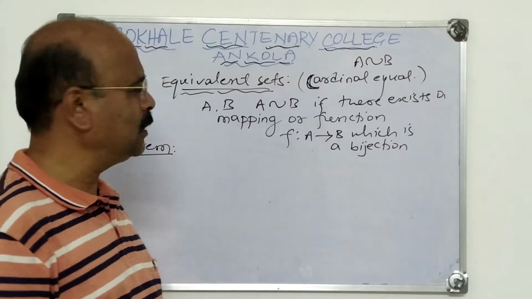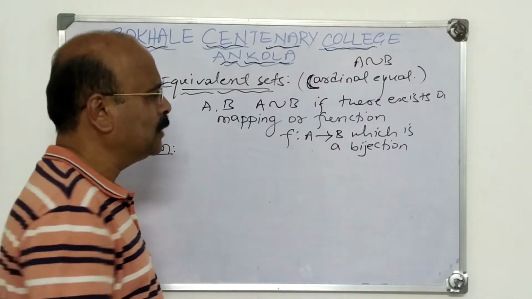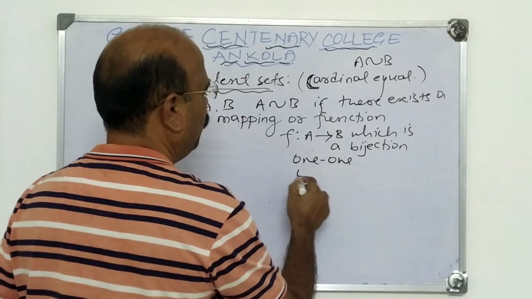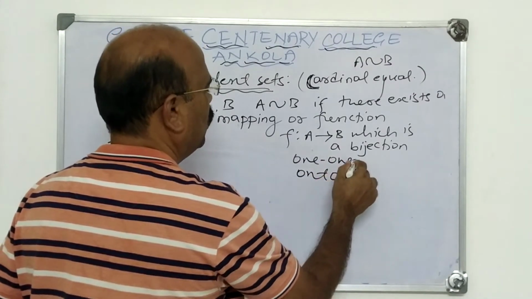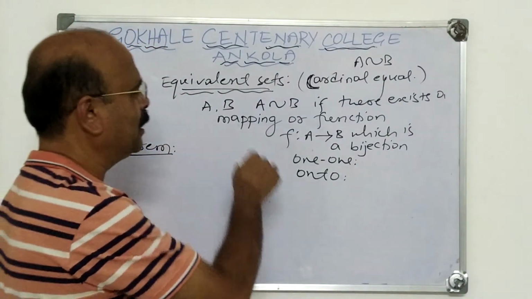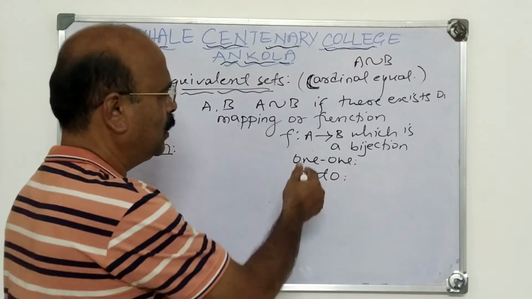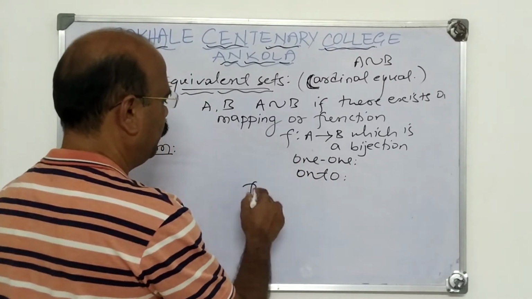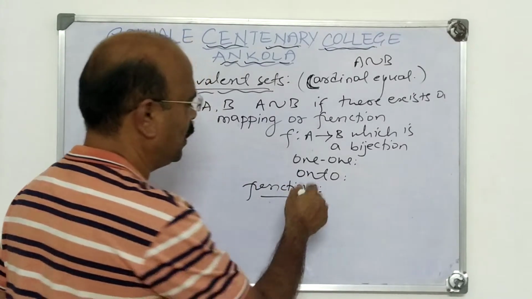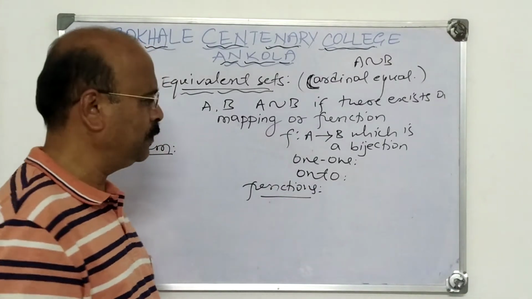What do you mean by bijection? Bijection means one to one, as well as onto. F is one-one as well as onto. Again, in set theory, in this semester, you have not studied functions. In your syllabus, it is not there. That is why I have not explained functions. But in POC classes, you have studied about functions.